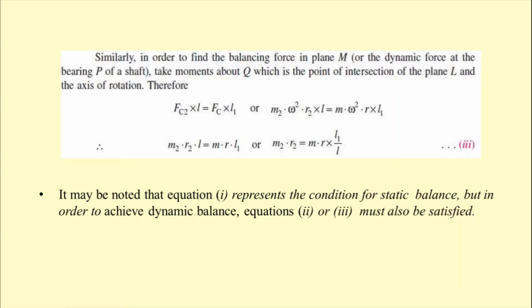Similarly, in order to find the balancing force on the plane M, in the same way we find m2 r2 equal to m r into L1 by L. That is equation number 3. Very important thing to note: equation 1 represents the condition for static balance, but in order to achieve dynamic balance, equation 2 or 3 must also be satisfied. So static balancing and dynamic balancing are both shown in these three equations.